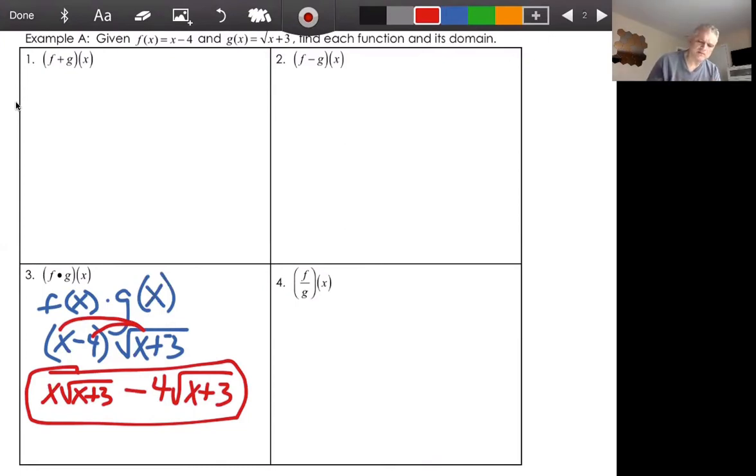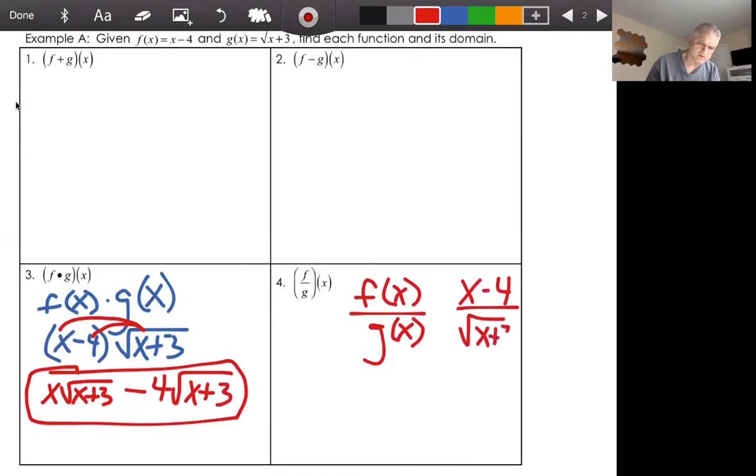F divided by g. Right, well, that's f of x divided by g of x. Okay, so f of x, again, is x minus 4. G of x is root of x plus 3. Okay, now, a couple things. First off, I am aware that we didn't do this part here. We're going to go back and find the domains of all of these. Secondly, there's a square root in this denominator here.